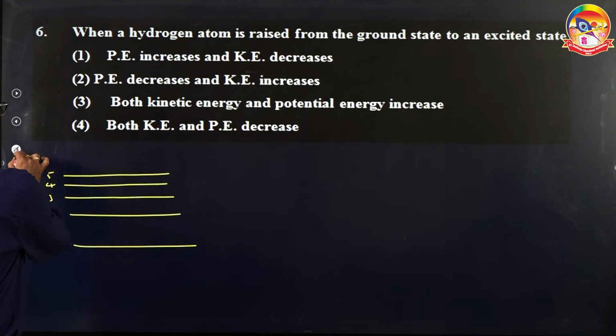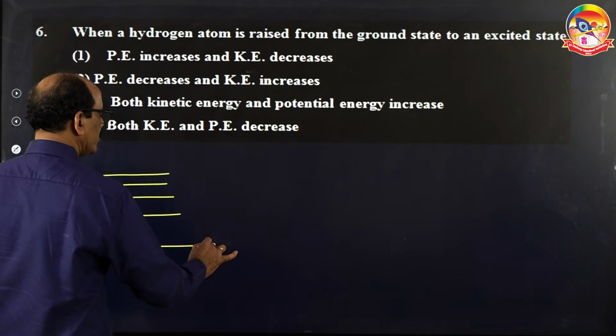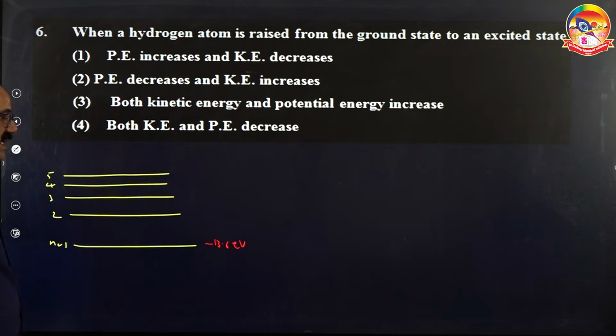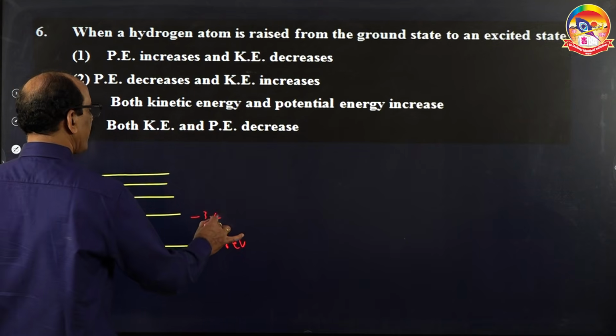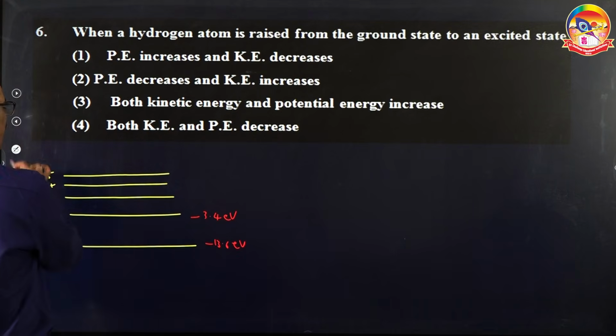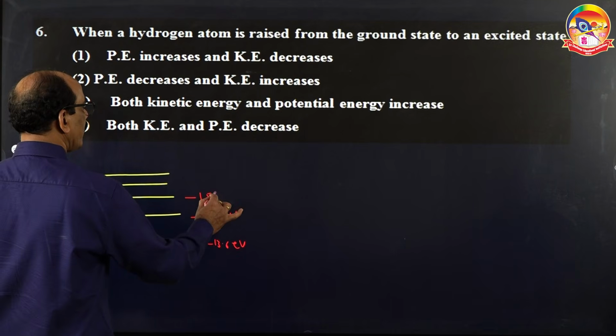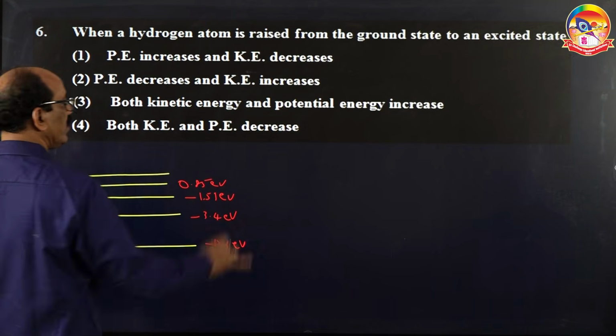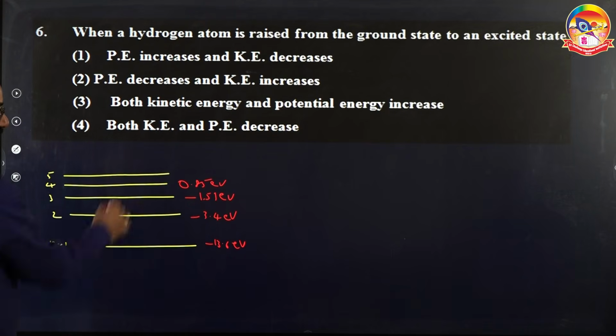So, the energy of the electron in the first orbit or ground state is minus 13.6 electron volt, and it is minus 3.4 electron volt, and it is minus 1.51 electron volt. It is minus 0.85 electron volt. You can go on writing it. It is the total energy.